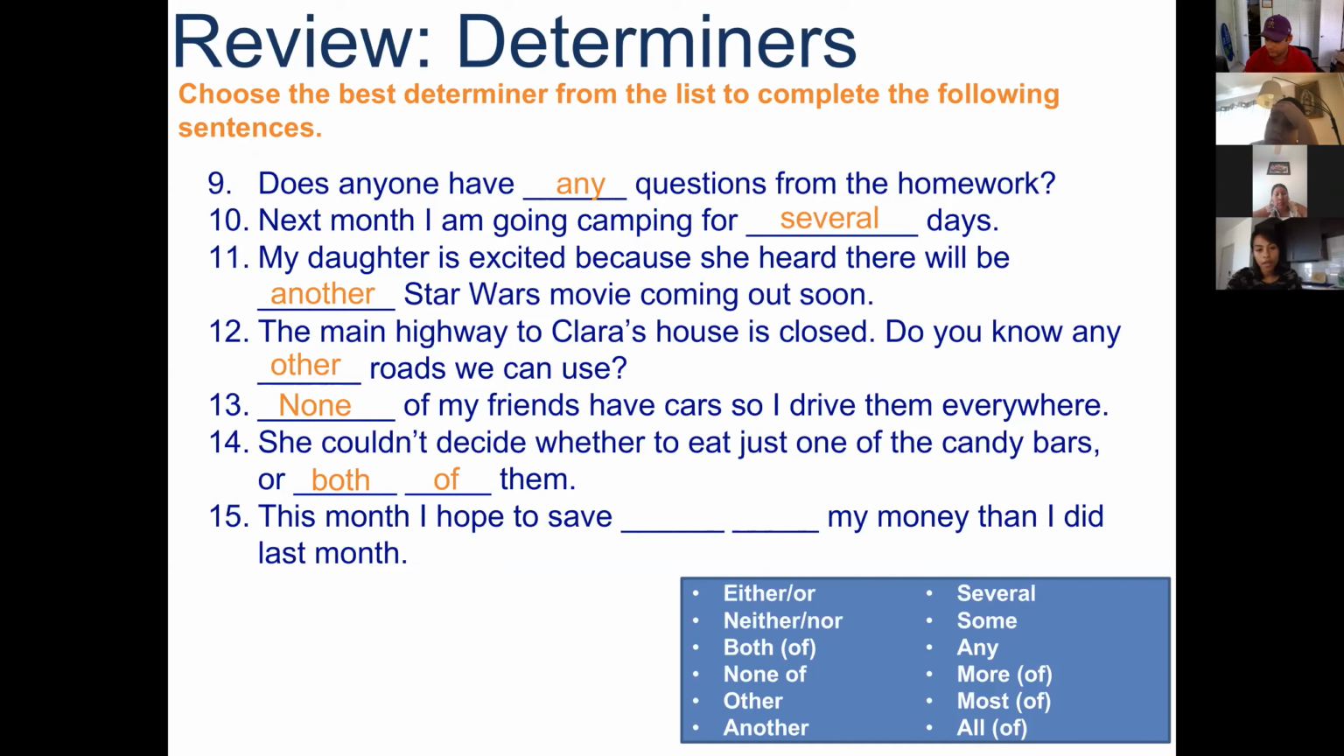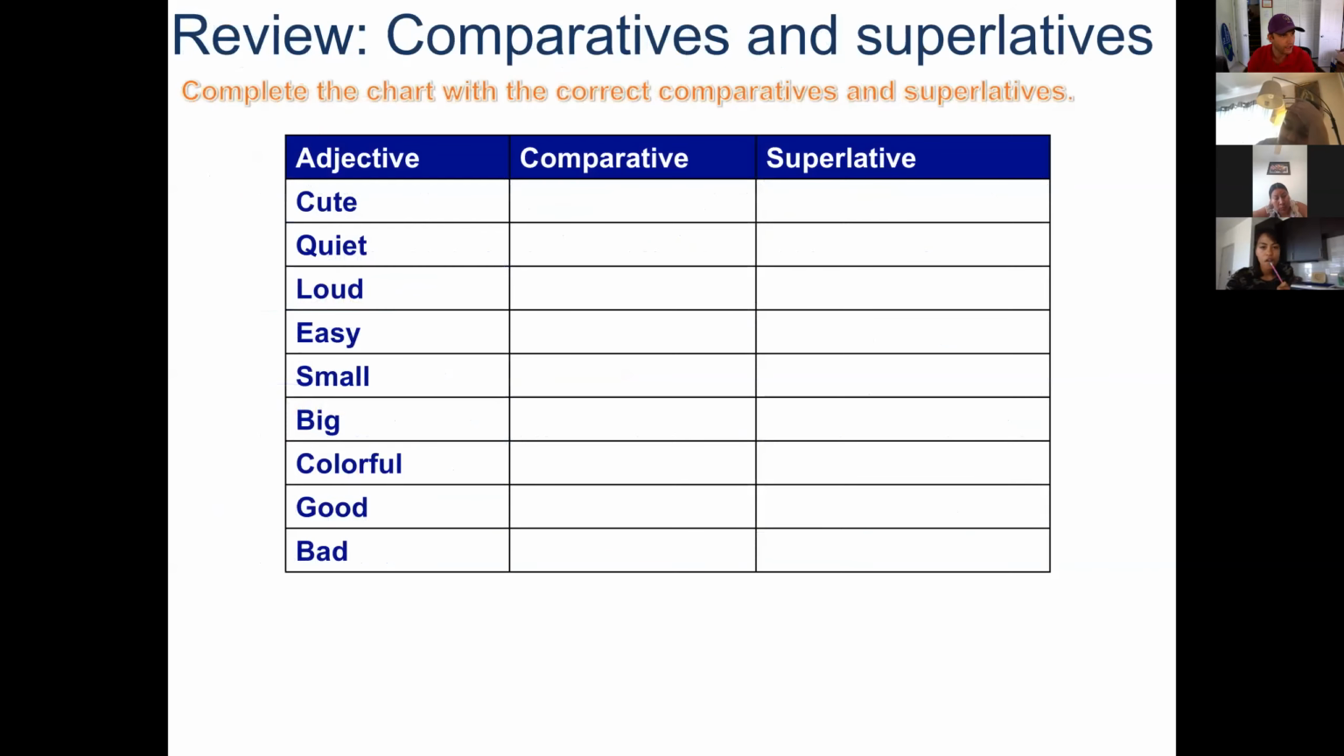This month, I hope to save most of my money than I did last month. Because we're making a comparison, you need to say more, okay? More of my money than I did last month, okay?